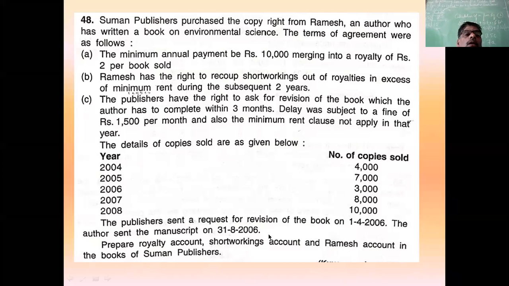The terms of the first agreement are: the minimum annual payment is rupees 10,000. That means minimum rent is rupees 10,000, and royalty is rupees 2 per book sold. Here we got 2 points. One is minimum rent 10,000. Second is royalty rate rupees 2 per book sold.